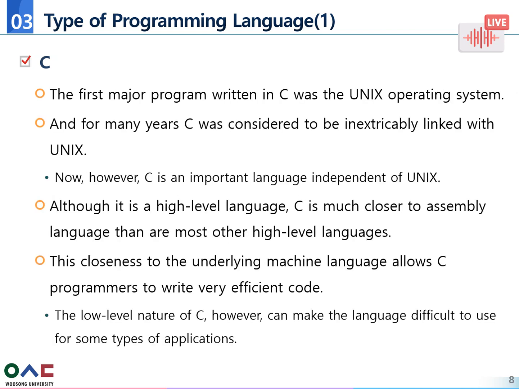The first major program written in C was the Unix operating system. And for many years C was considered to be inextricably linked with Unix. Now, however, C is an important language independent of Unix. Although it is a high-level language, C is much closer to assembly language than are most other high-level languages. This closeness to the underlying machine language allows C programmers to write very efficient code. The low-level nature of C, however, can make the language difficult to use for some types of applications.